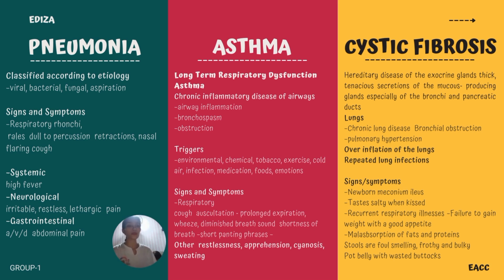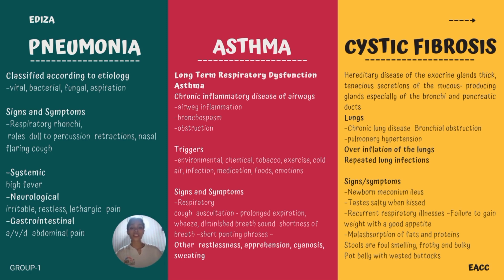Tapos po ang third po natin is cystic fibrosis. Ang cystic fibrosis po is pwede siyang hereditary disease na po yung exocrine glands po natin. Tapos po, ang secretion of mucus niya is producing glands, especially the bronchi and pancreas. Tapos po, ito po yung mas niya po is yung lungs, lung disease po or bronchial obstruction, tsaka pulmonary hypertension. Tapos po, meron din pong overall inflammation of the lungs, repeatedly lung infection po ang cystic fibrosis.